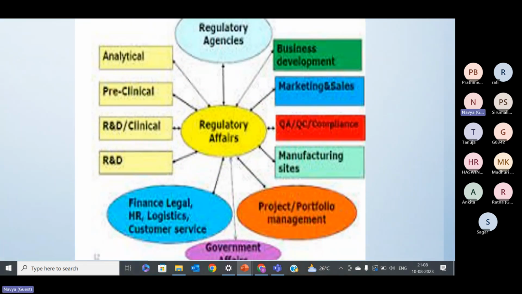Now, regulatory affairs is linked with all the different types of departments: analytical, preclinical, R&D, finance, HR, logistics, QC, QA, production, marketing and sales, business development, and government authorities. Everywhere regulatory affairs is involved, so we are in contact with all these departments. We should have knowledge about all the different departments present in a pharmaceutical industry, and that knowledge will help you act as a regulatory professional.